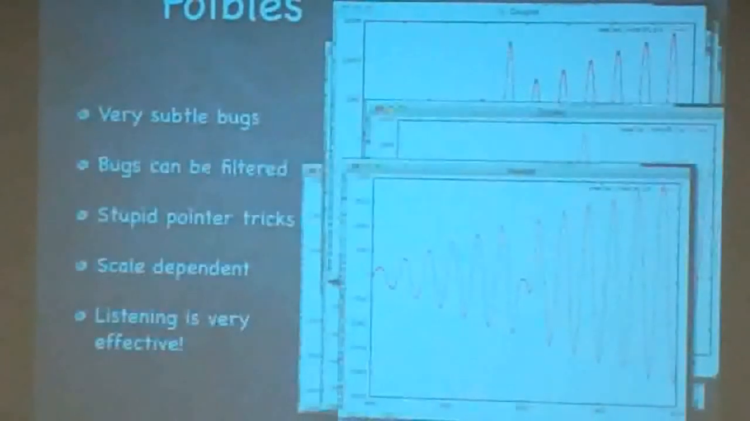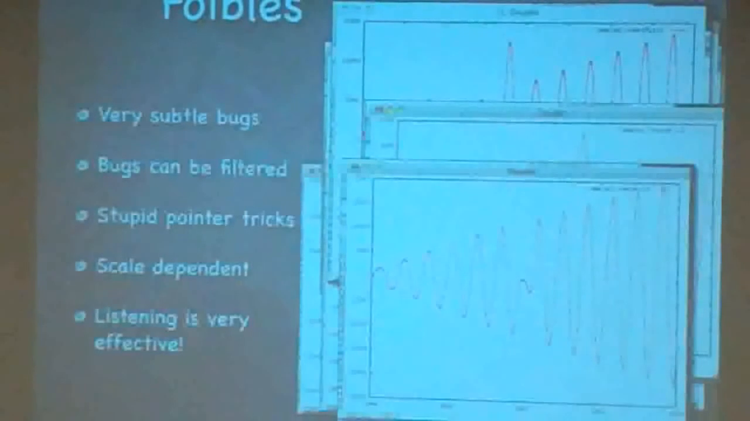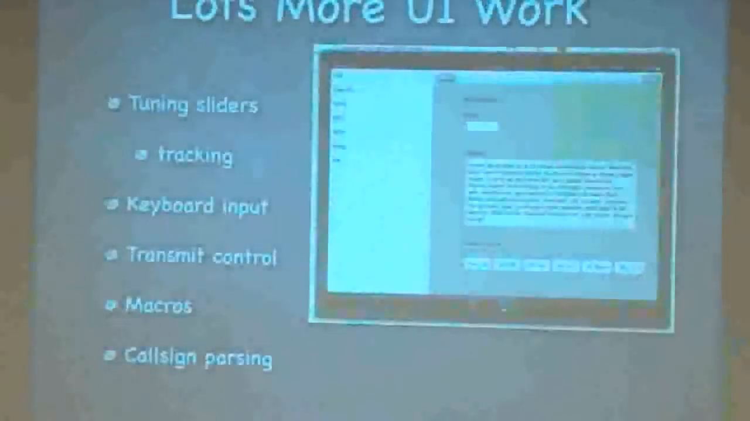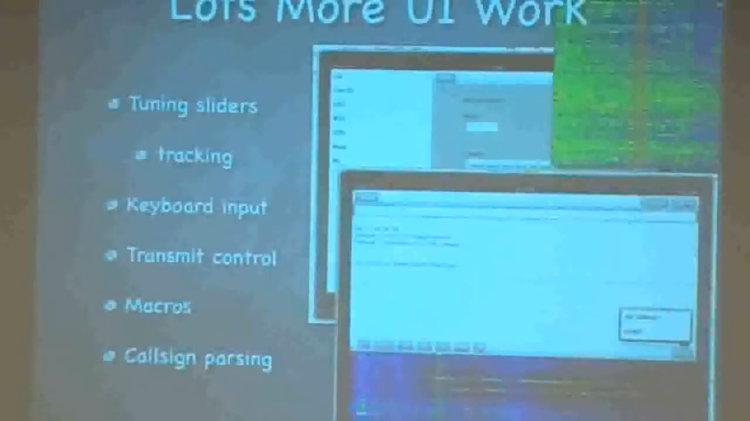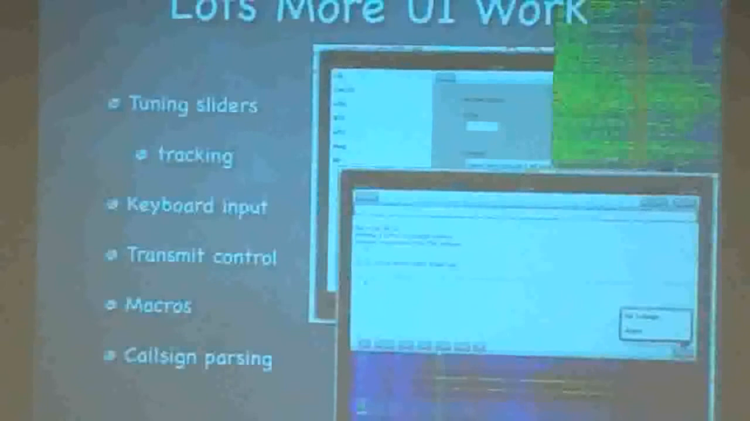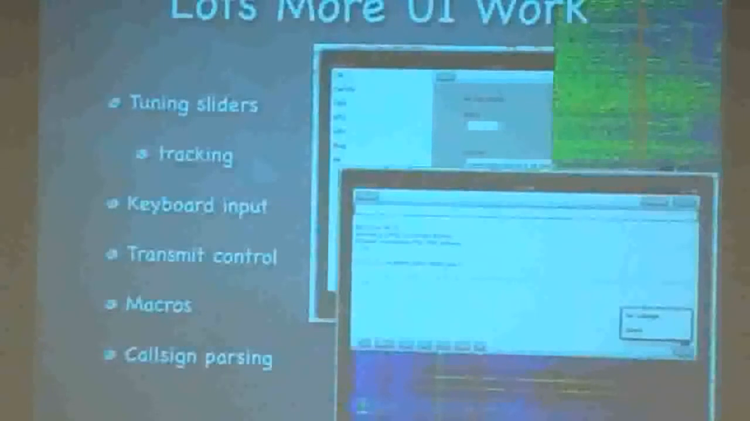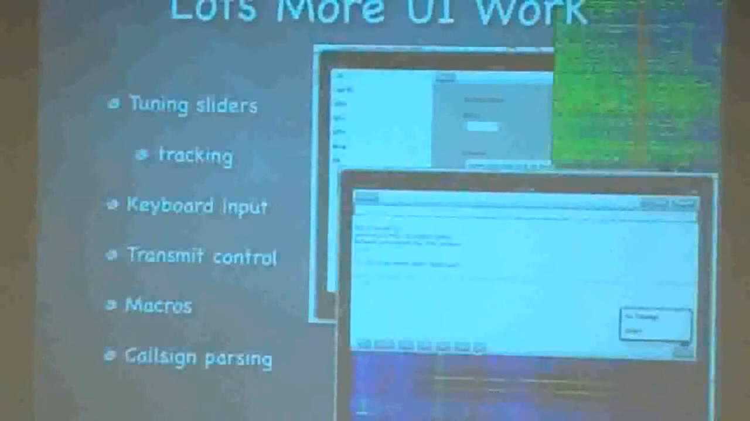So once I finally got the resampling to go, there was a lot more UI work to do, and it just took a lot of slogging through it, experimenting with this and that until I was happy with it. I'm still experimenting, playing around with things. I needed to get the keyboard to work so I could input text. I needed to have tuning sliders so I could actually tune the thing. I needed to be able to turn the transmitter on and off. I have macros. And all of this stuff I wanted so that I could actually make a QSO.